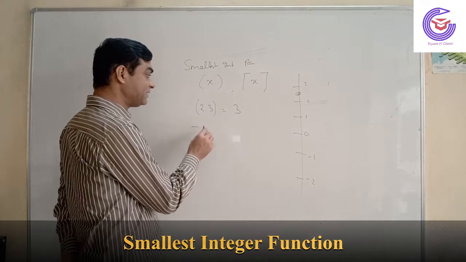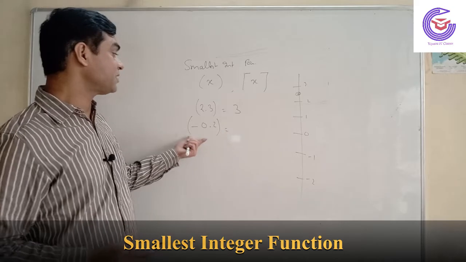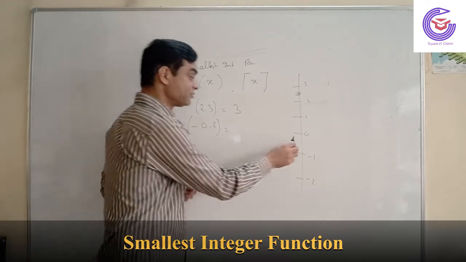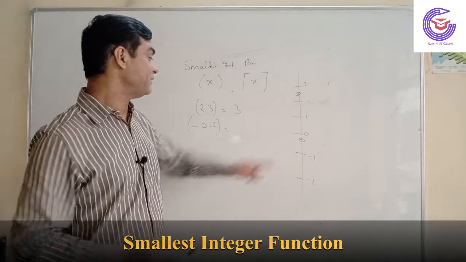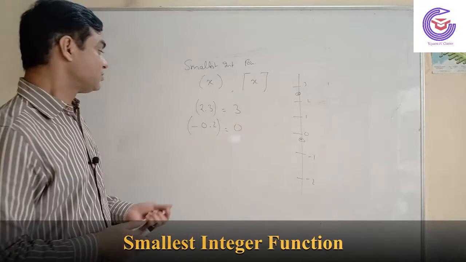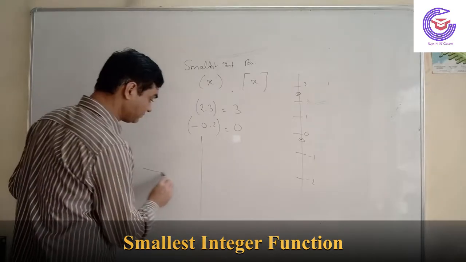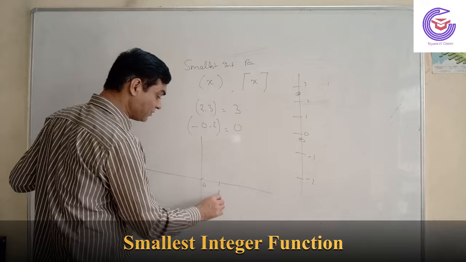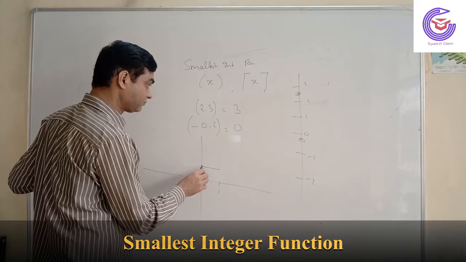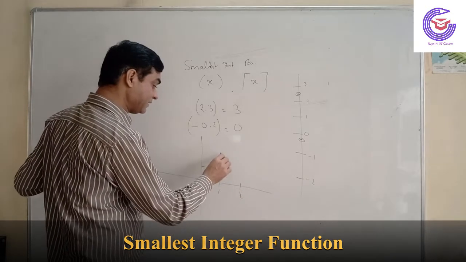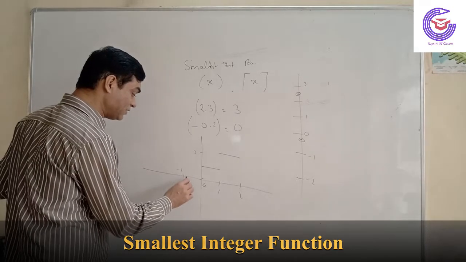Suppose I give a value like -0.2. In the case of the smallest integer function, this point is somewhere lying between 0 and -1, so the ceiling side will be 0. Now if we plot the graph of this function, between 0 and 1, it is always 1. Between 1 and 2, it is 2. And between -1 and 0, it is 0.